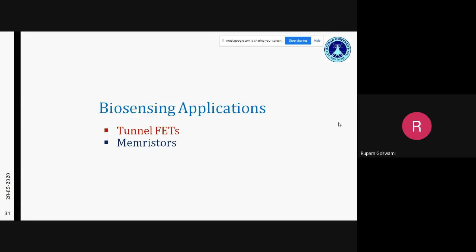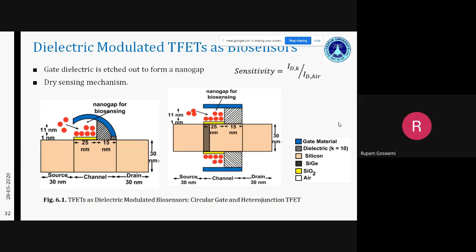The first one, using tunnel FETs, we will try to see how it gets implemented as a biosensor. Here you can see there are different types of biosensors. There are wet sensors and there are dry sensors. Wet sensors are usually easier to fabricate in laboratories because you just need an ionic solution and a suspended gate electrode or a fixed gate electrode to sense that particular molecule. But that is not what we are going to discuss. That is also known as the ISFET, the ion sensitive field effect transistor.